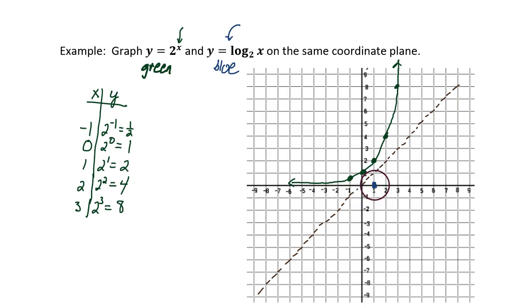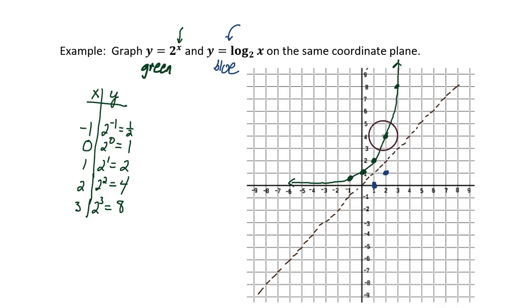Remember, the other way to think about it is interchanging the x and y values. If this green dot is (0, 1), then its inverse is (1, 0). And that's where I put the blue dot. Where's the inverse of this dot? Travel straight across that brown line, and you end up right here.